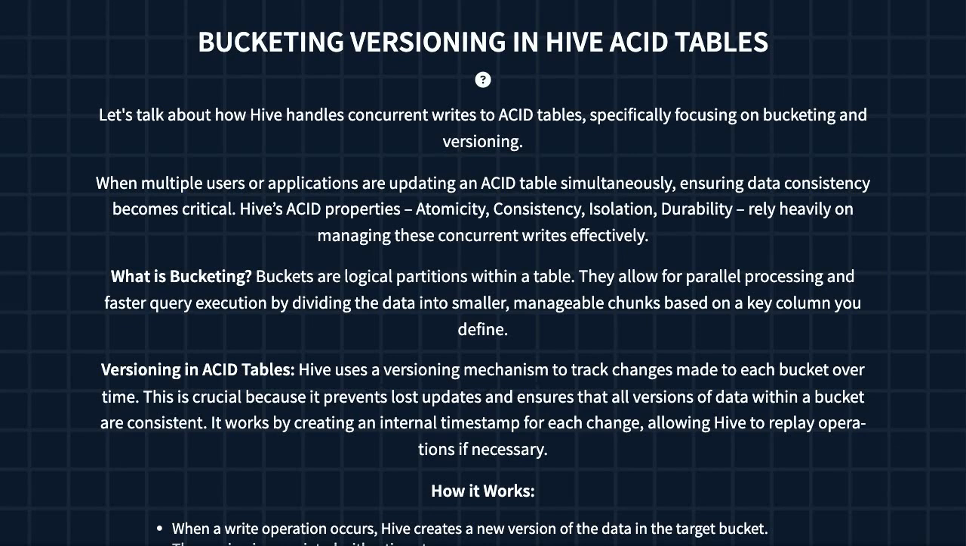Okay, so let's dive into something really important when dealing with Hive ACID tables: bucketing and versioning. Think of buckets as smart dividers within your table. They help speed up queries by splitting the data into smaller pieces. Now, when multiple users are updating this table at the same time, it can get tricky. Hive uses a clever versioning system to make sure everyone's changes are consistent. It's like creating a history of each bucket, so if something goes wrong, Hive can rewind and fix it. This ensures that no data is lost and everything stays in sync. It also makes rolling back updates super easy, which is really helpful for debugging or correcting errors.